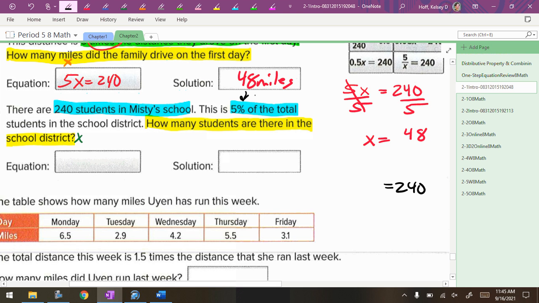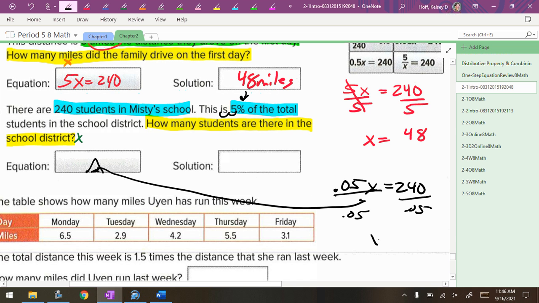I can't use a percentage. What do I do to that number? How do I do that, Gatlin? Yep, which gives me 0.05x. That's what should be here. To solve, I divide by 0.05, and you get 4,800 students.